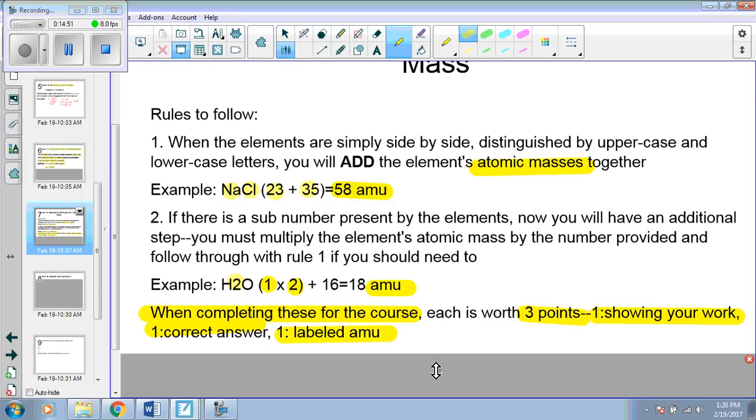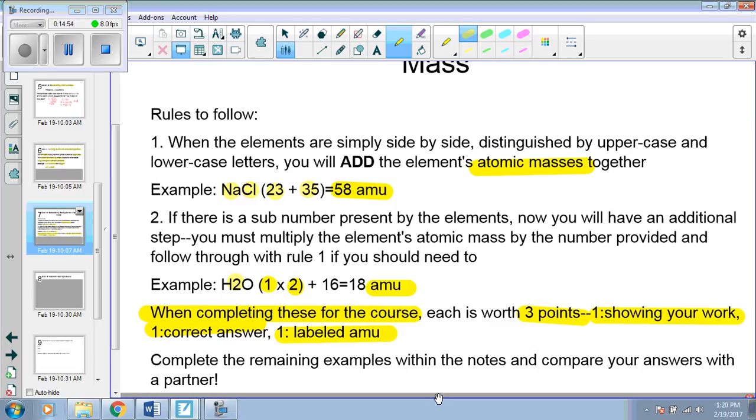I know it's a lot to take in, so please, please, please, if you need to, pause this video at any time. Make sure you're doing so. What I want you guys to do is, for the remainder of the examples found within the notes, complete them and compare your answers with a partner. You want to make sure you get all of these finished, because you do see them repeat on upcoming worksheets as well as the exam.